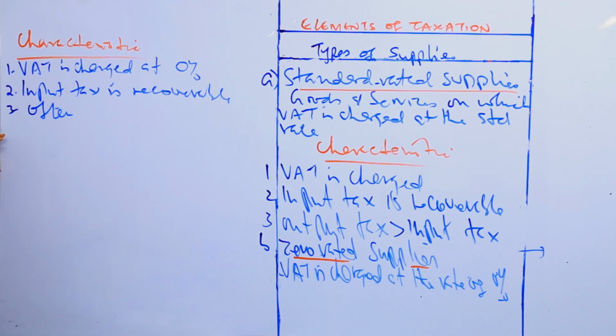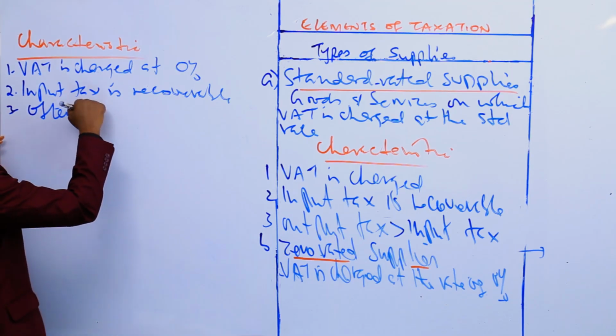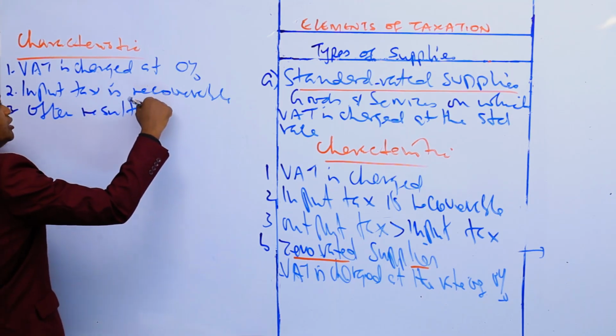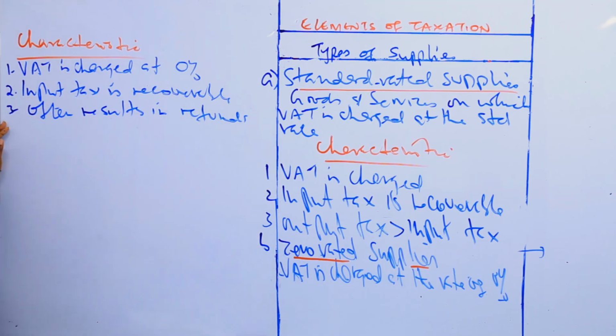Zero-rated supplies often result in refunds. Because no output tax is collected, but input tax is recoverable, businesses predominantly making zero-rated supplies often find themselves in a VAT refund position. This is where input tax exceeds output tax, meaning that KRA owes them money.